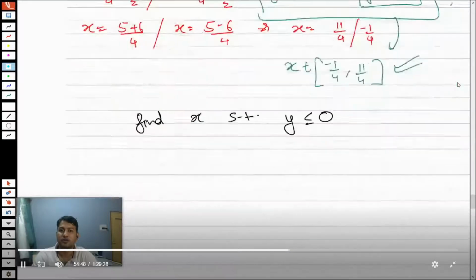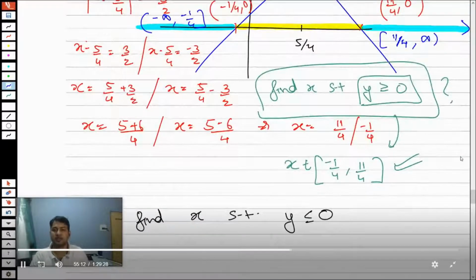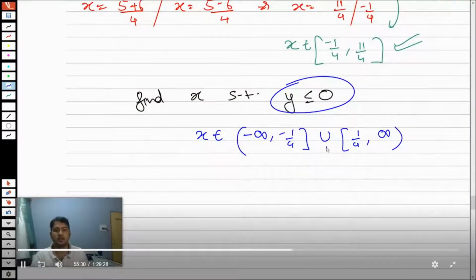So this set will be negative infinity to minus 1 by 4, and this set will be 11 by 4 to positive infinity, because it goes on till infinity. Till infinity it will always be negative. All right, so the set for y less than or equal to 0 will be x belonging to negative infinity to minus 1 by 4, union 11 by 4 to infinity. Okay, so this is basically a union.